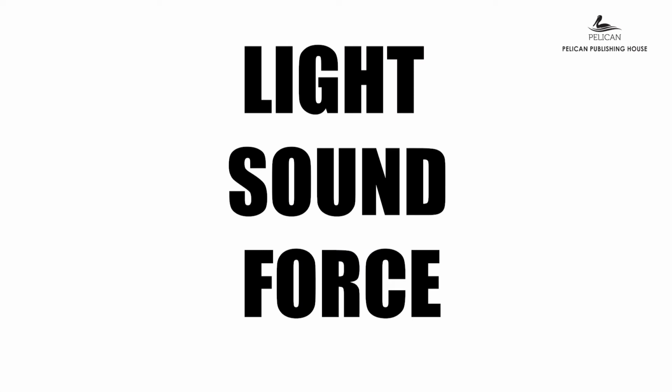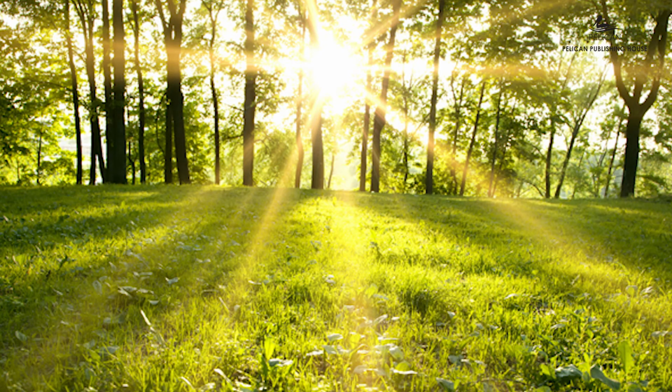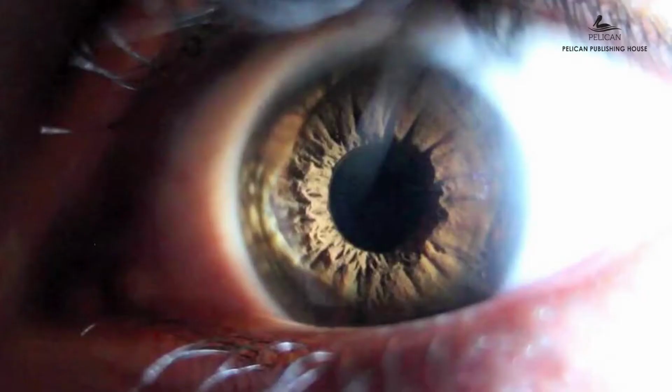Light, sound and force are different forms of energy. Light is a form of energy that makes everything visible. When our surroundings are visible, we can see and transfer the information about our surroundings to our brain through our eyes. We have already learned what is light and how shadows are formed.